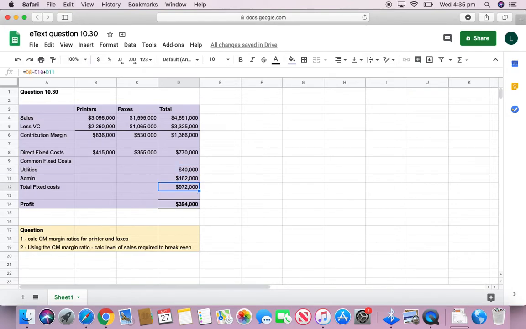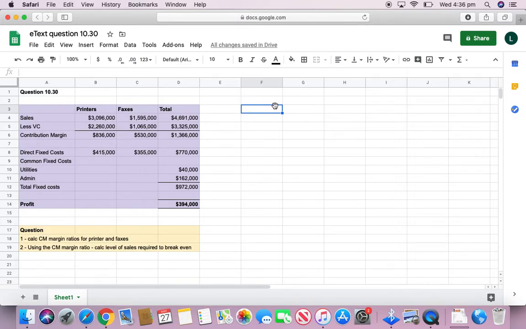So total fixed costs, which is important for the second part of this question, is 972,000, and our profit is 394,000. So that's all our information. One thing you notice is we don't know how many units have sold. So we're having to calculate things a little bit differently, which I'll go on to explain.